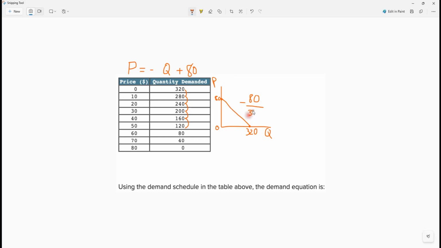over 320. This is negative 1/4. You could say it that way, or you could say 0.25. So that is the linear demand function or demand equation as this problem is looking for. So this problem would be price equals negative 0.25 Q plus 80.